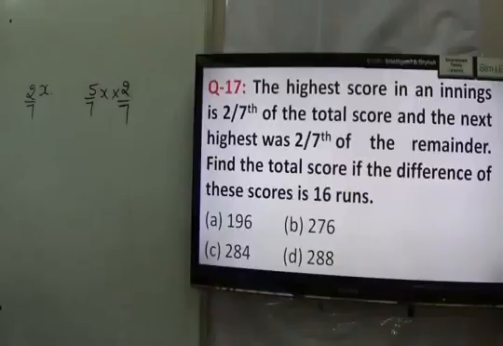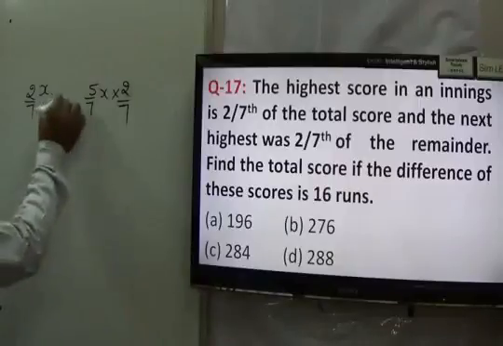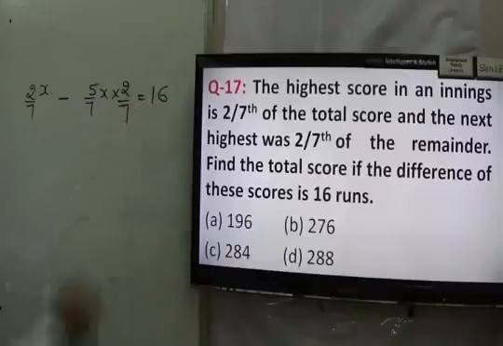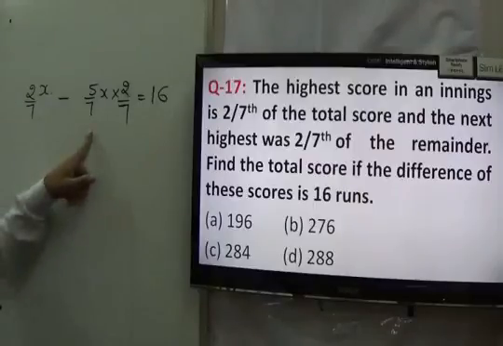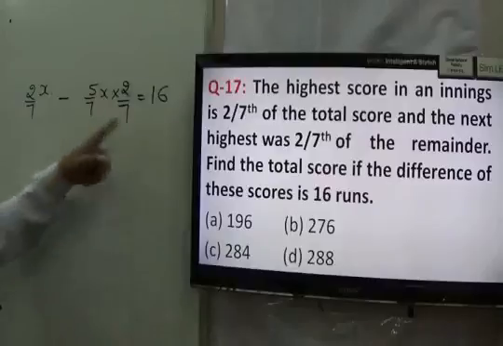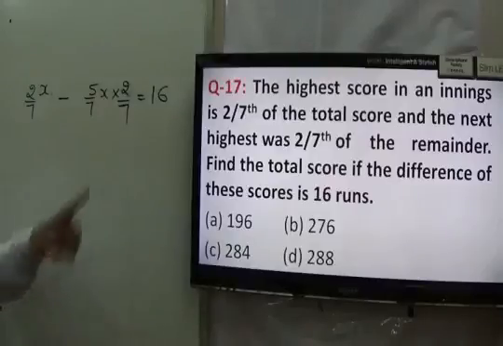If the total score we have to find out, the difference is equal to 16. Again pay attention to what I told you. Suppose my initial score is x, the total score of the inning is x. In that, the highest score in an inning is 2/7, means 2/7x. Whatever is left, that is 5/7x. The next highest is 2/7 of this. So we can make it 2/7 of this, equal to 16.